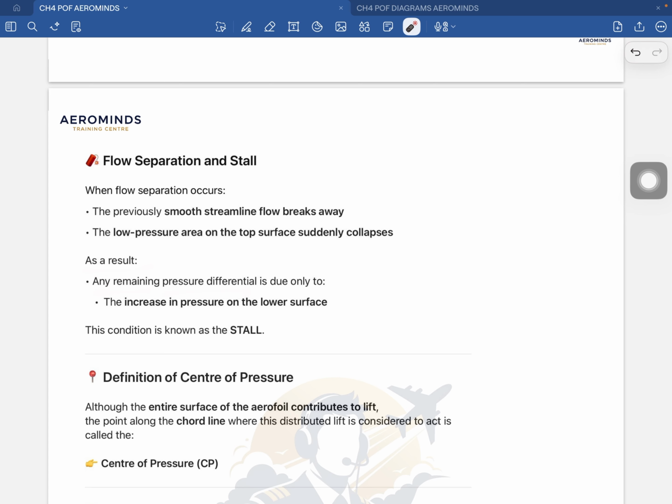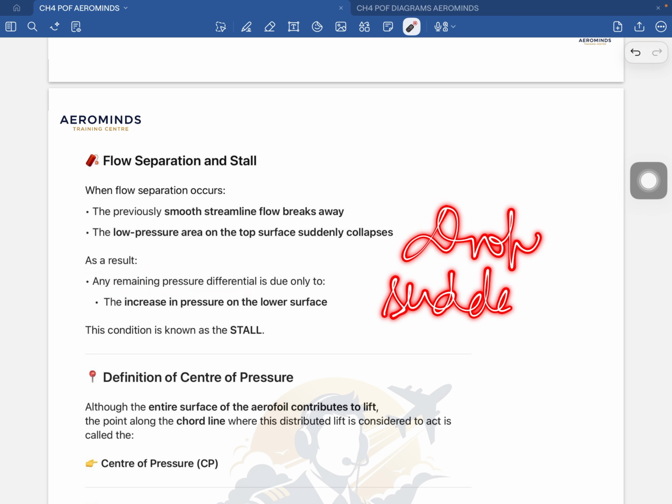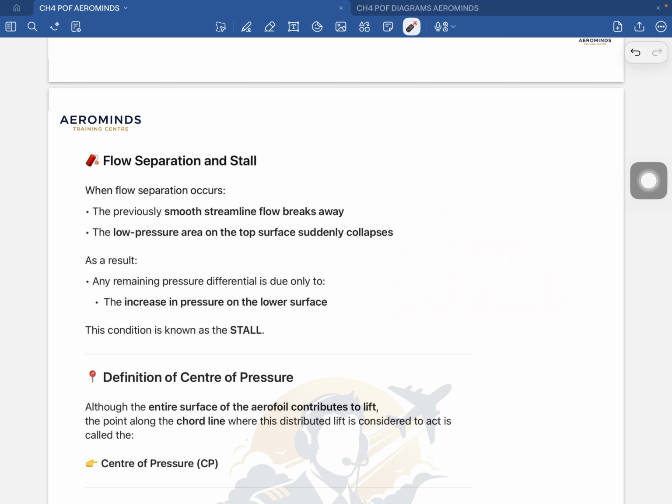Now that is much smaller compared to the earlier total lift. So the total lift will drop suddenly, and very significantly. So this condition is known as stall. And for exams, always remember that stall is not directly associated with speed. It is also about exceeding your critical angle of attack, which causes your flow separation and also sudden loss in your lift.